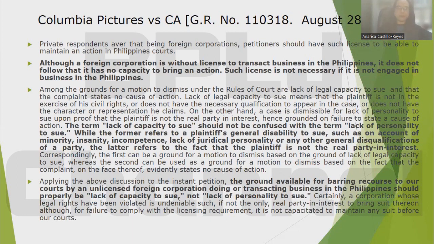Columbia Pictures versus CA. Okay. In this case, although a foreign corporation is without license to transact business in the Philippines, it does not follow that it has no capacity to bring an action. Such license is not necessary if it is not engaged in business in the Philippines.